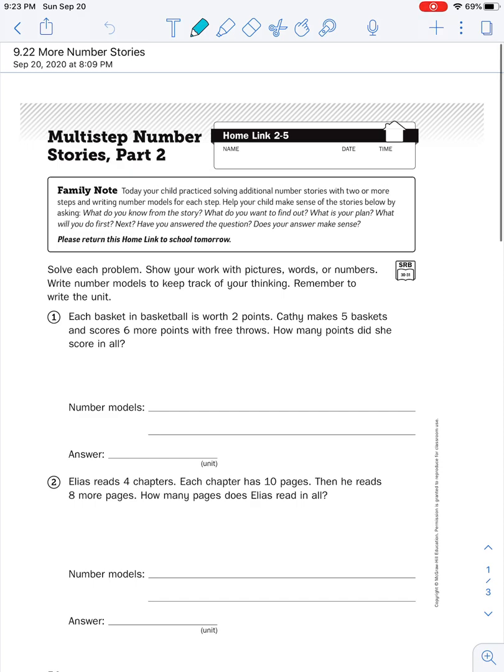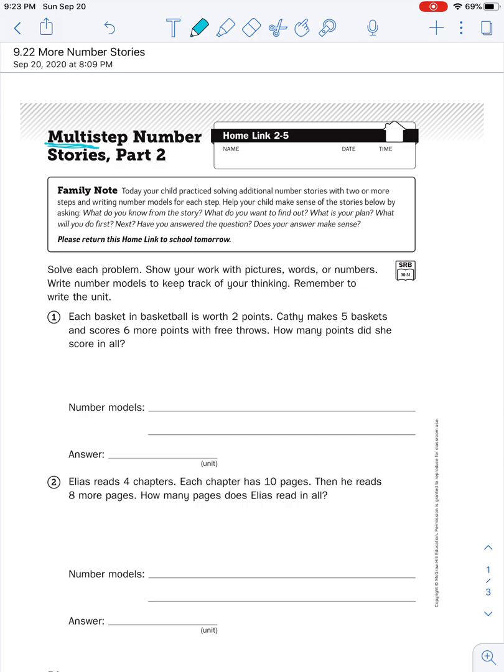Just a reminder, multi-step, you can remember that by the word multi in there. And multi means many, like a multi-layer cake or a multi-layer lasagna. Alright, so this just means more than one step. Okay, let's get right into it.